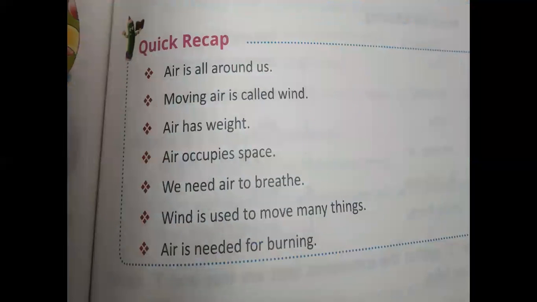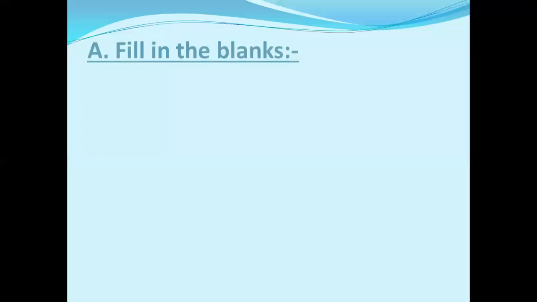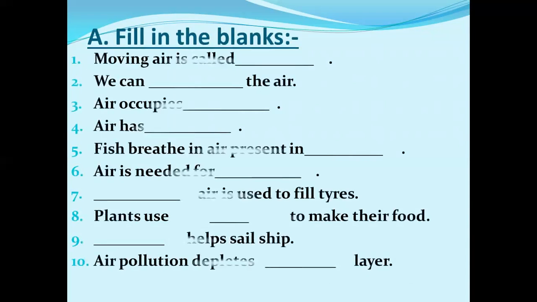Now, here is a quick recap of what we learned from this chapter. We learned that air is all around us. Moving air is called wind. Air has weight. Air occupies space. We need air to breathe. Wind is used to move many things. Air is needed for burning. Now here are the question answers or exercise of this chapter.